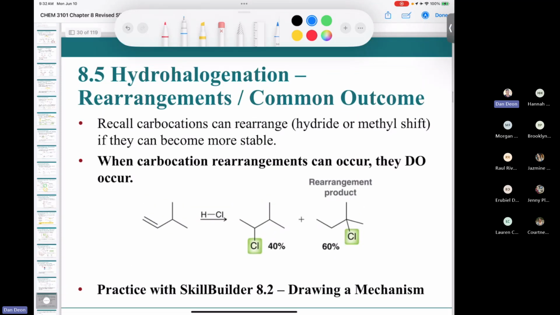and you see that summarized right here. It says here, recall, carbocations can rearrange by hydride or methyl shift. They can become more stable. When carbocation rearrangements can occur, they will occur. Now here it says the rearrangement product is going to be the major product, and that's what we're going to assume. We'll always assume that the rearrangement product is more stable, and so it's going to be the major product, okay? So with that in mind, let's try a practice problem.